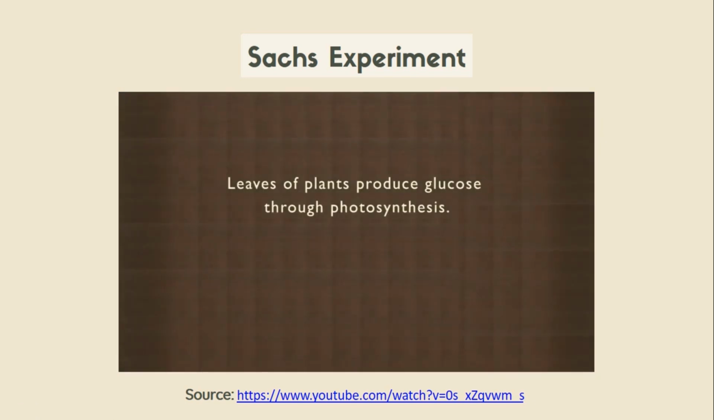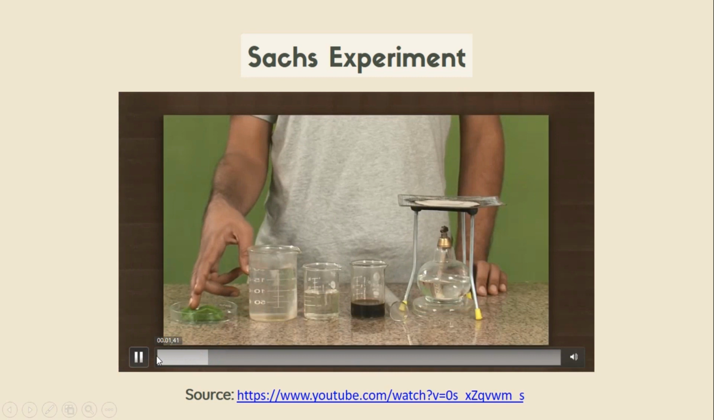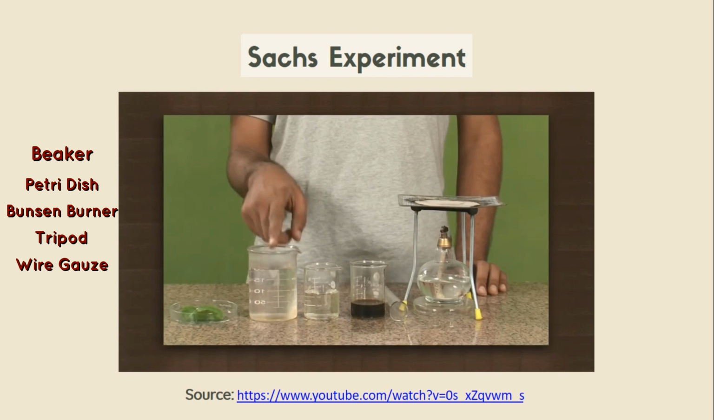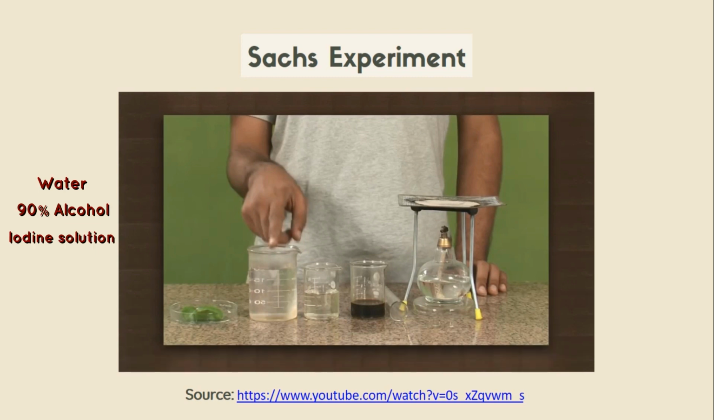Okay, so we're just going to jump right into the procedure, and I'm going to pause it so that I can explain the procedure to you. First things first, there are several materials that we have to prepare. The first one is a beaker, and then petri dish, Bunsen burner, tripod, wire gauze, and also, of course, leaf. And also you have to prepare a test tube and tweezer. We also have to prepare water, alcohol, and iodine solution.